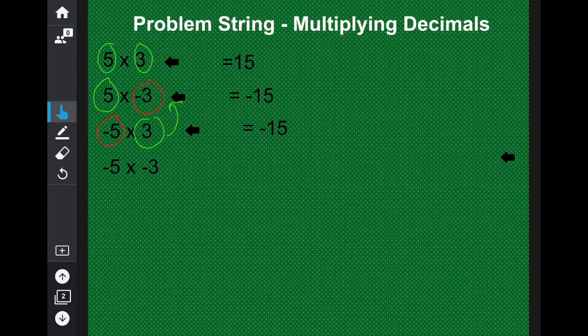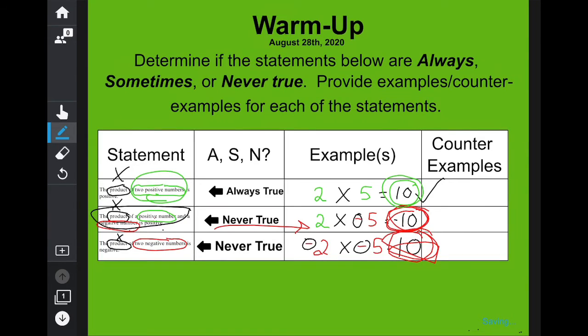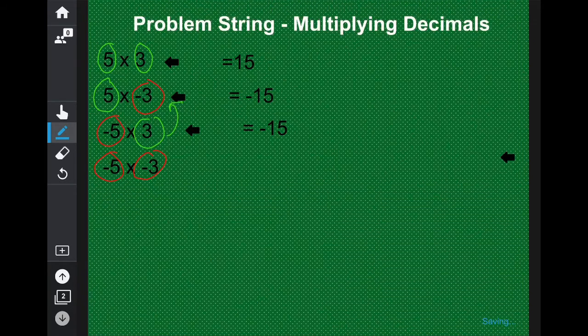Our last question says negative 5 times negative 3. So I have 2 negative numbers this time. Remember in our warm-up, when we had 2 negative numbers, it gave us a positive 10. So our answer should be positive 15.